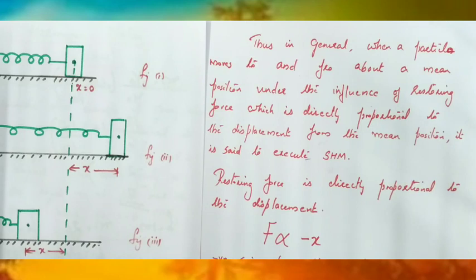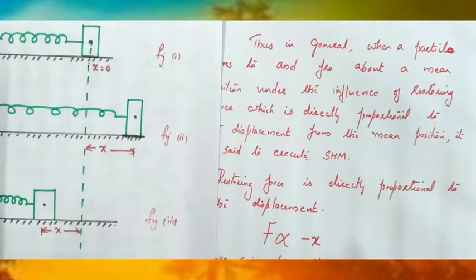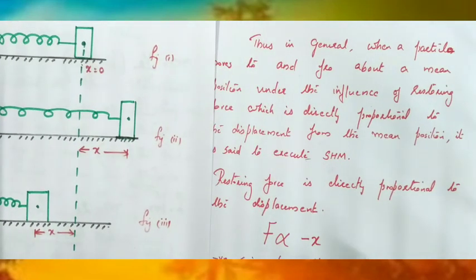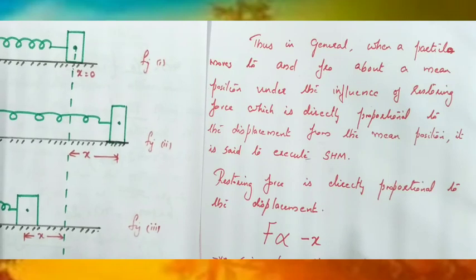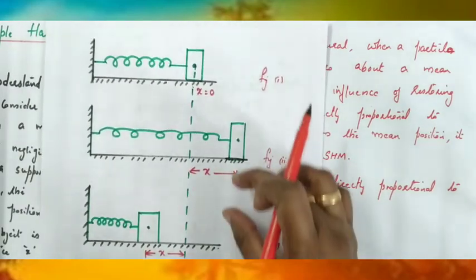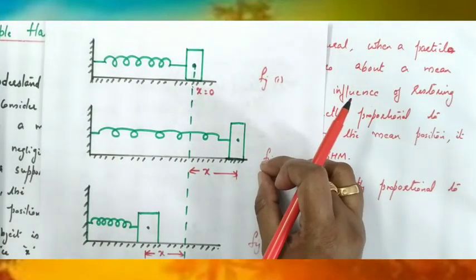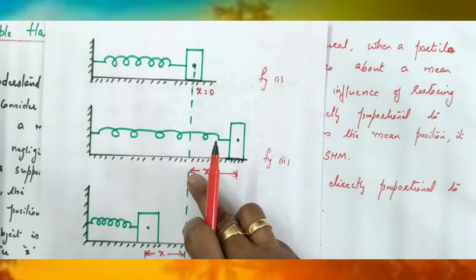So what is simple harmonic motion? When a particle moves to and fro, like this, oscillation. If a particle moves to and fro or back and forth about a mean position, under the influence of a restoring force, which is directly proportional to displacement from the mean position. So if the applied force is greater, what happens? The restoring force is also greater.